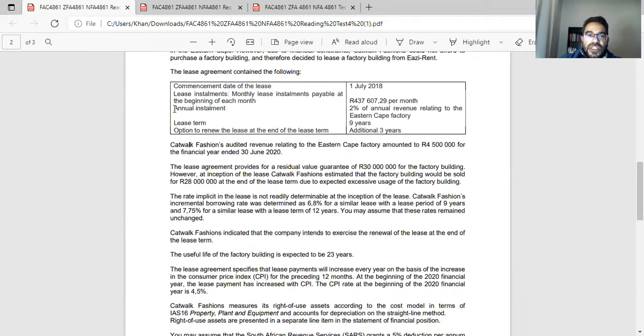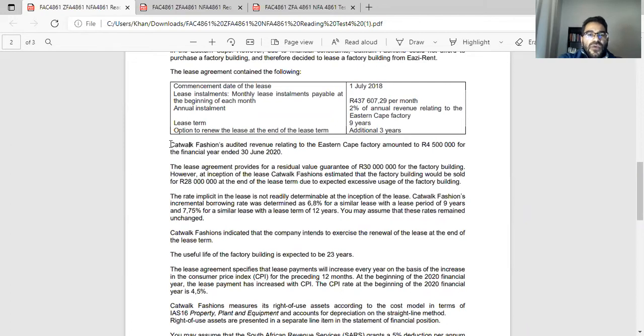Then they're telling you an annual installment. The annual installment is 2% of annual revenue relating to the Eastern Cape factory. So remember, in the lease agreement, when we calculate the lease liability, one of the 5 components is a variable lease payment. But remember, that variable lease payment is a variable lease payment that is linked to an index like the inflation rate, CPI. This here is linked to revenue. So this is not that variable lease payment that will be included in the lease liability calculation.